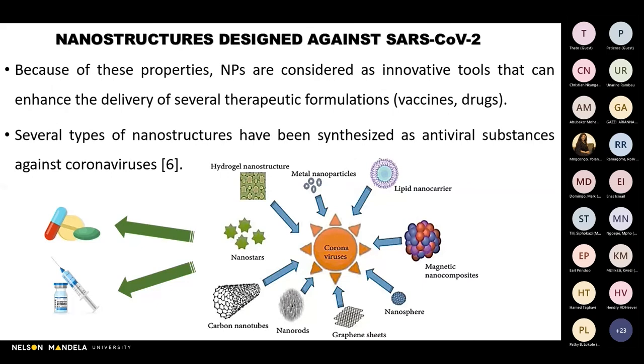And several types of nanostructures have been synthesized so far as antiviral substances against coronaviruses. As illustrated in this diagram here, just to mention a few amongst them, you have lipid nanocarriers, nanospheres, and graphene sheets, for instance, that have been used so far to design specific drugs and vaccines against SARS-CoV-2.